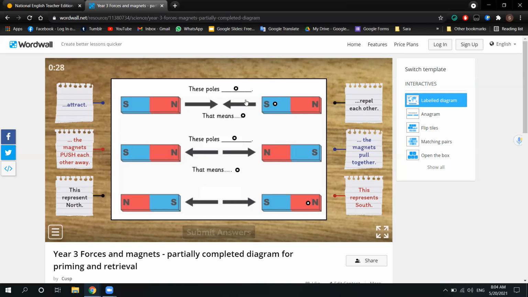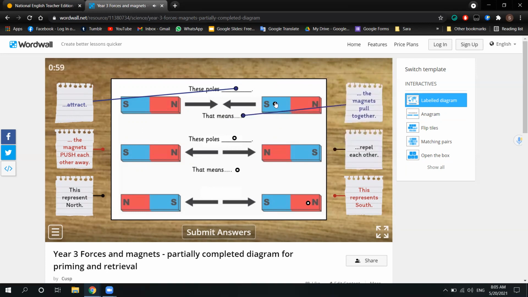So these poles, do they attract each other or repel each other? What do you think? Okay, we know that they attract each other because they're different. If they are the same, they're going to repel each other. So that means the magnets push each other away, or the magnets pull together. That means that the magnets pull together.